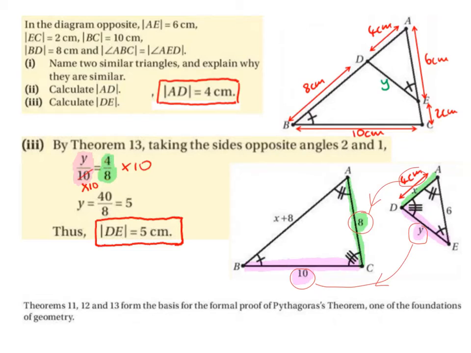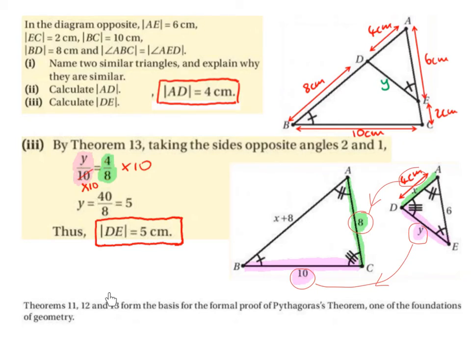So now we just have to solve for y. So we have y over 10 equals 4 over 8, so multiplying both sides by 10 we'll get the y on its own. So we get 4 multiplied by 10, which is 40 over 8. 40 divided by 8 is 5. So y is equal to 5, therefore DE is equal to 5. So the distance from D to E is 5 centimetres.